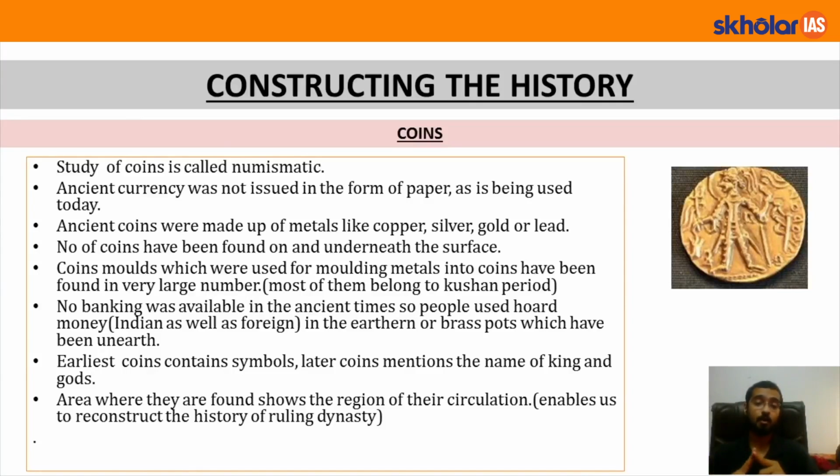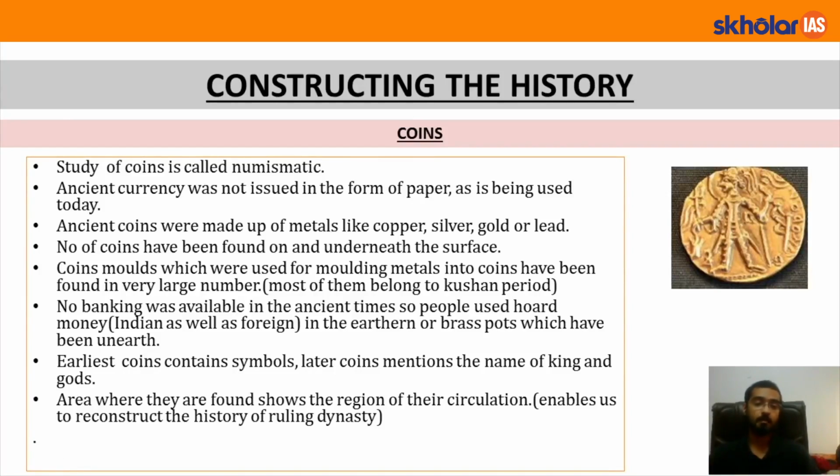The earliest coins were punch-marked coins. They were marked with images. They were punched with various images like hills and crescent shapes. A number of coins have been found on and beneath the earth's surface. Coin molds have also been found, which shows that a large number of coins were produced in ancient India.